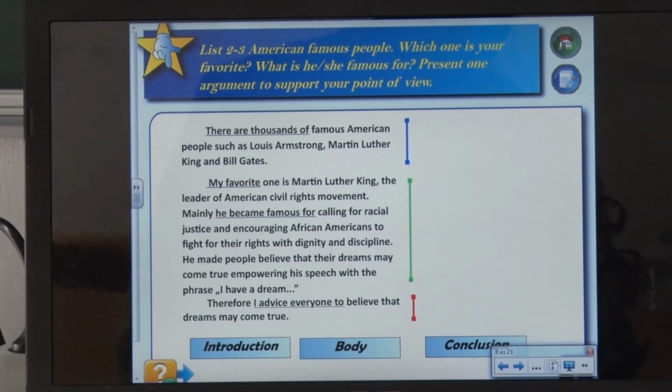Now, we have already done this text. You can see it. A student has written it. Now let's see how many paragraphs it has and what the context is. First, I'm going to read you this sample, and then I'm going to identify the paragraphs of this text with you.